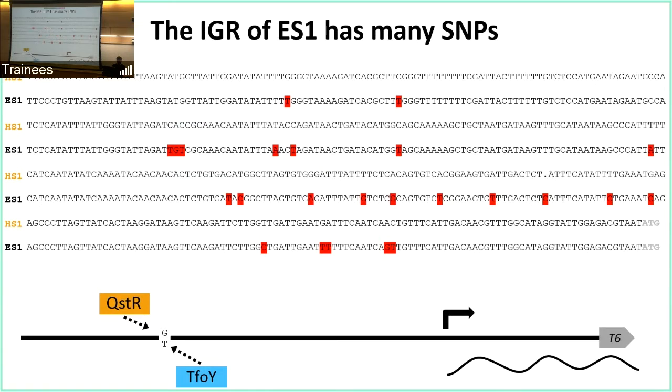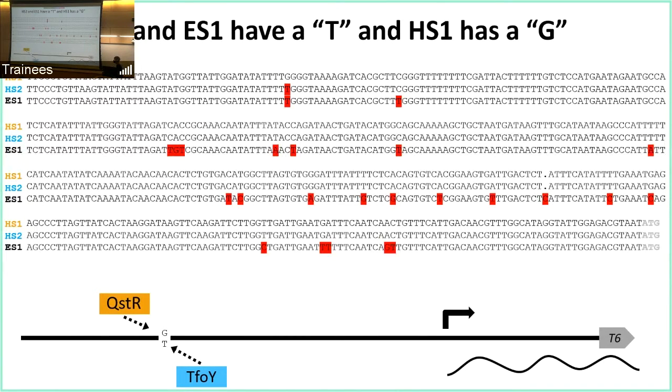So I put in another strain that always kills, which is HS2. HS2 has only one SNP compared to HS1, which is the G to T mutation right here.